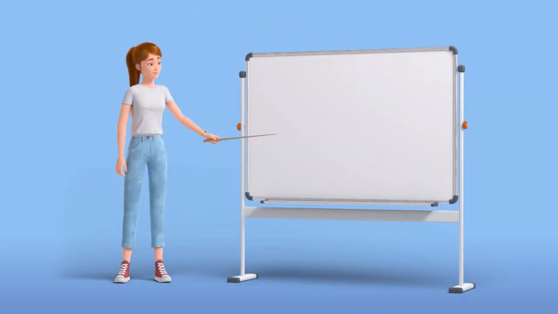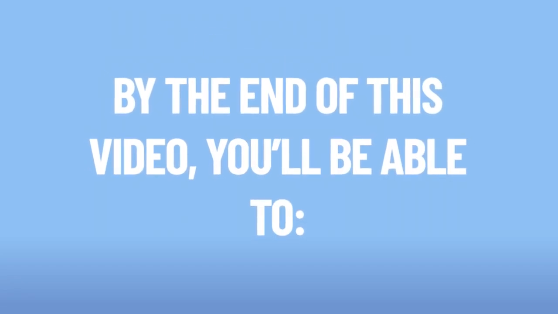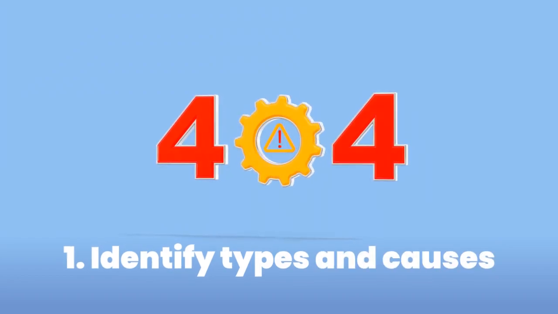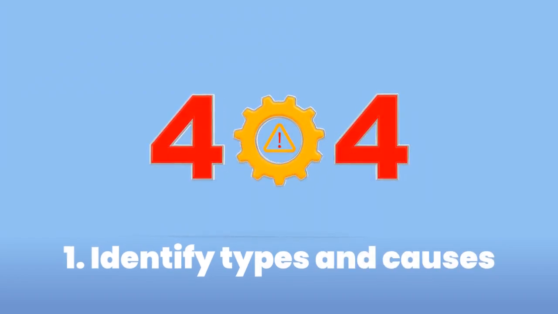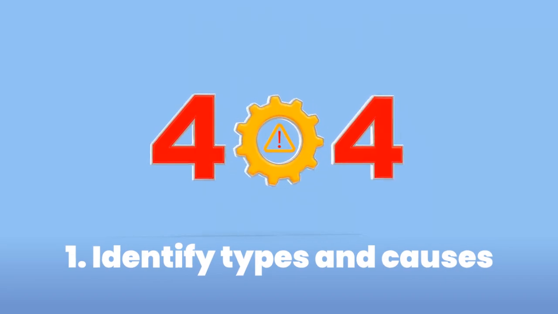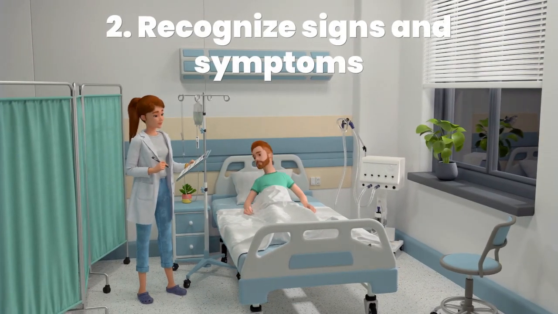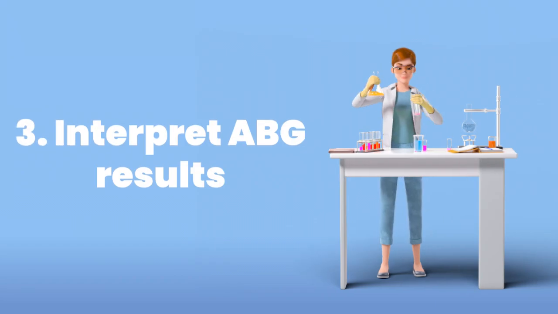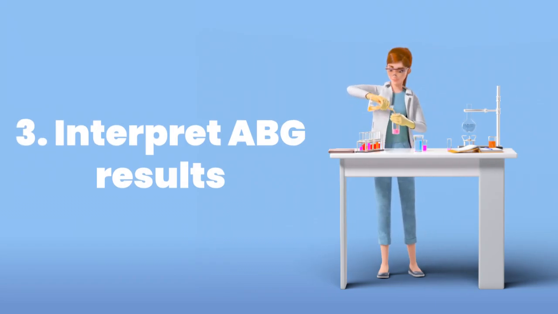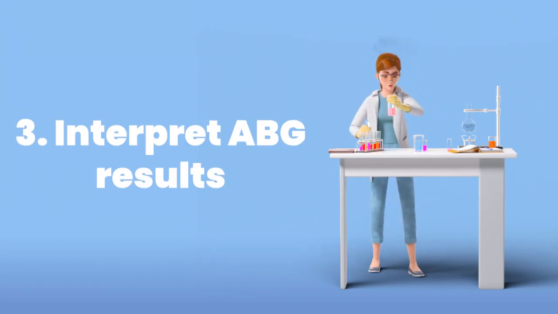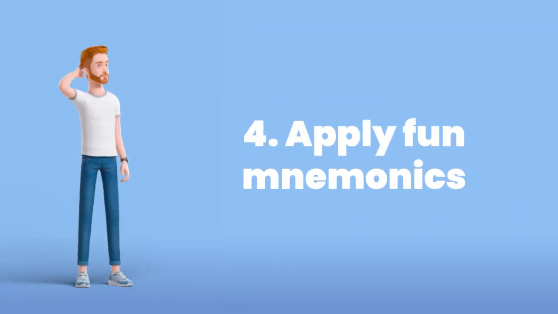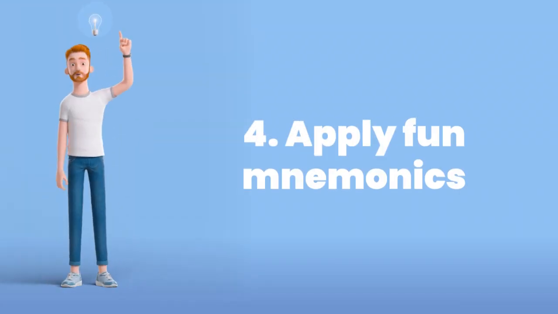Learning objectives. By the end of this video, you'll be able to: 1. Identify the types and causes of acidosis and alkalosis. 2. Recognize signs and symptoms in patients. 3. Interpret basic ABG results for NCLEX style questions. 4. Apply fun mnemonics and strategies to remember acid-base disorders.